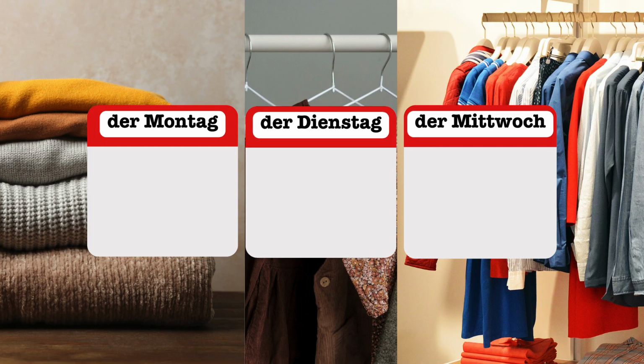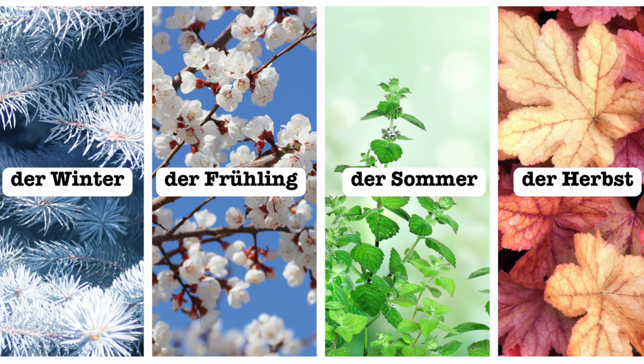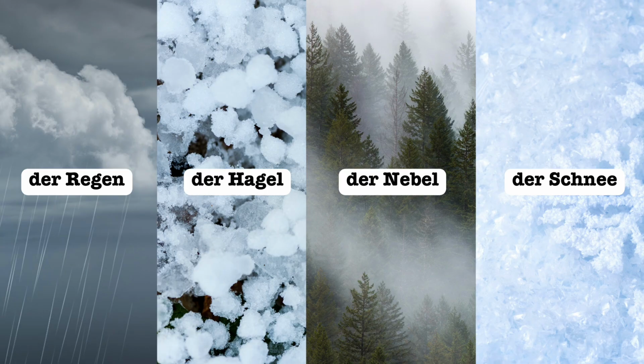Der Montag, der Dienstag, der Mittwoch, der Januar, der Februar, der März, der Winter, der Herbst, der Sommer, der Norden, der Süden, der Westen. As I mentioned before, most weather phenomena are also going to be masculine, but there are so many exceptions to this that it can't really be classified as a rule. Most precipitation, however, can be assumed to be masculine. For instance, der Regen, der Schnee, der Hagel, and der Nebel.